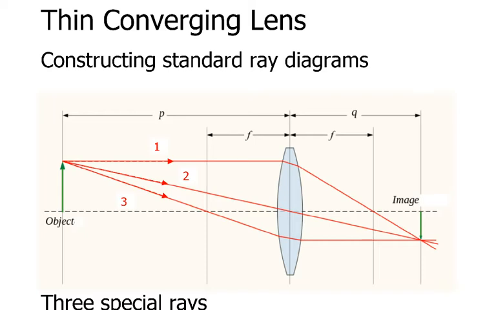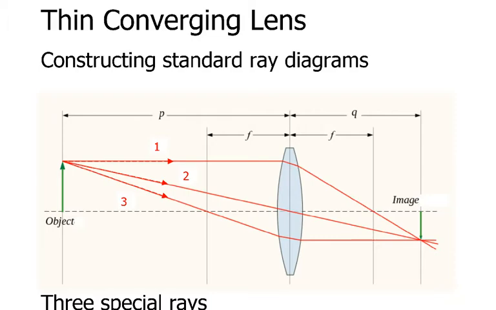So, first thing you need to know about thin converging lenses is how do you locate the image that is formed by the lens of some object. Alright, so that's what we're going to look at now. There is a really standardized, simple way of figuring that out, and we're going to go through it in this video.